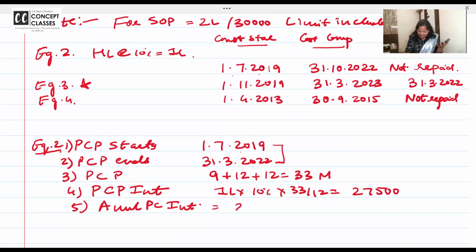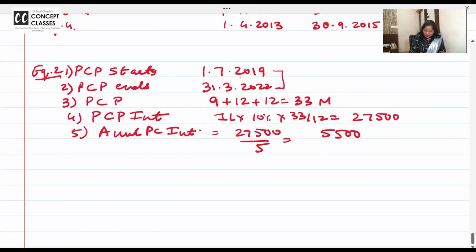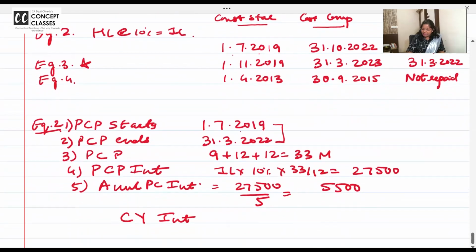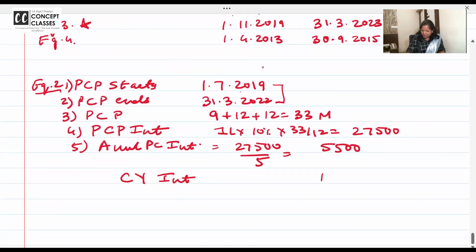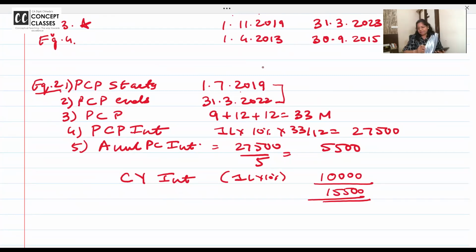And what's the annual interest? 27,500 is the total pre-construction interest, deductible in installments of 5,500 plus the current year's interest. Because for the current year they said the loan is not repaid, so the current year's interest is 10,000, 1 lakh into 10%. And total it is 15,500. This is the answer.